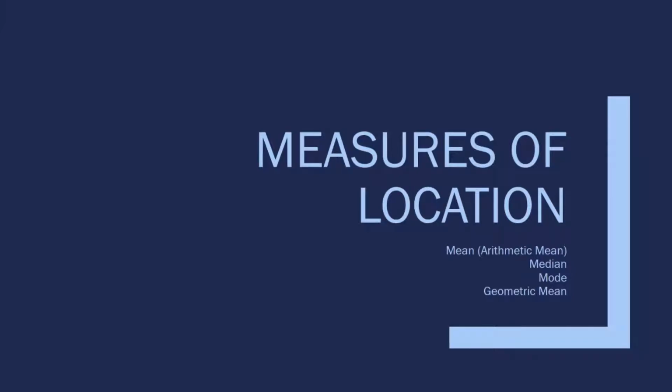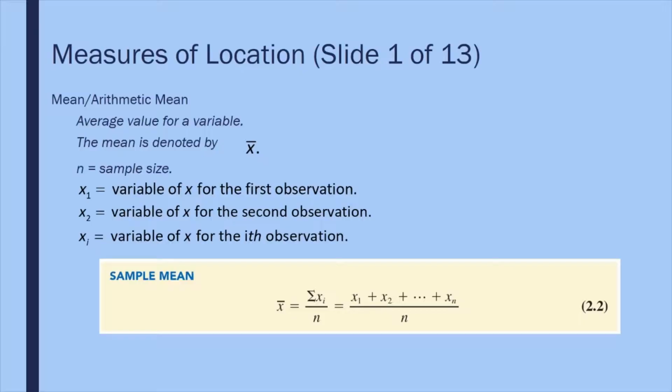In this video, we'll talk about the measures of location, in which we have the following topics: the mean, median, mode, and the geometric mean. The most commonly used measure of location is the mean. This is the average value for a variable. This mean provides a measure of central location for the data.